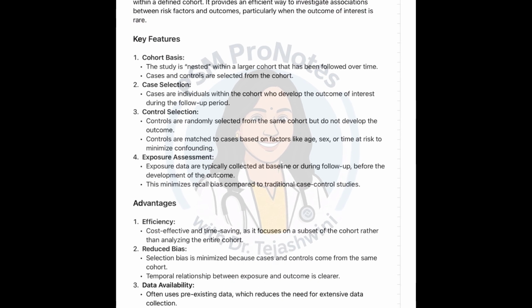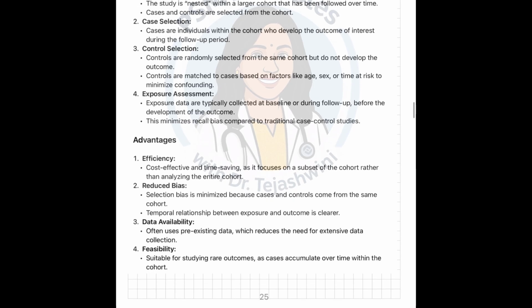A nested case control study is a study design where a case control study is embedded within a larger cohort study. The cohort is followed over time, and cases, those who develop the outcome of interest, and controls, those who do not develop the outcome, are selected from that cohort. This design allows us to study associations between exposures and outcomes efficiently, while ensuring that the cohort data already collected during follow-up is used effectively, minimizing the need for additional data collection.